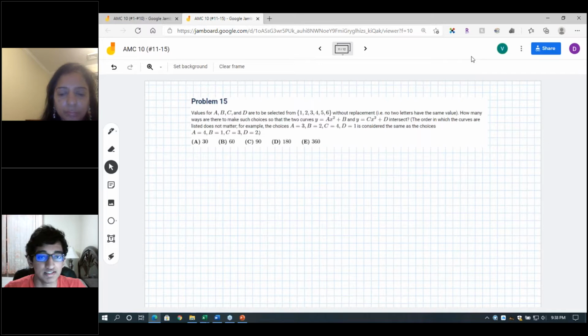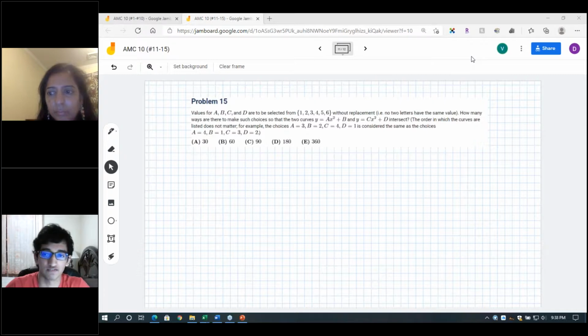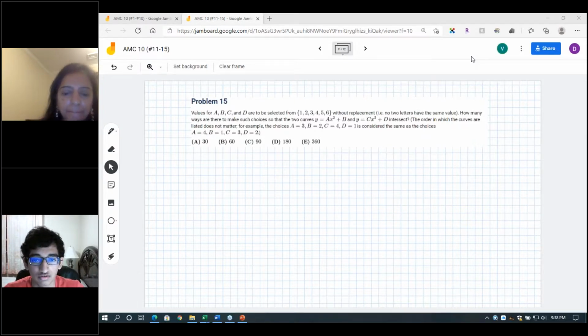Values for A, B, C, and D are to be selected from the set of 1, 2, 3, 4, 5, and 6 without replacement. So no two letters have the same value. How many ways are there to make such choices so that the two curves y equals ax squared plus b and y equals cx squared plus d intersect? The order in which the curves are listed does not matter. For example, the choices a equals 3, b equals 2, c equals 4, and d equals 1 is considered the same as choices a equals 4, b equals 1, c equals 3, and d equals 2.